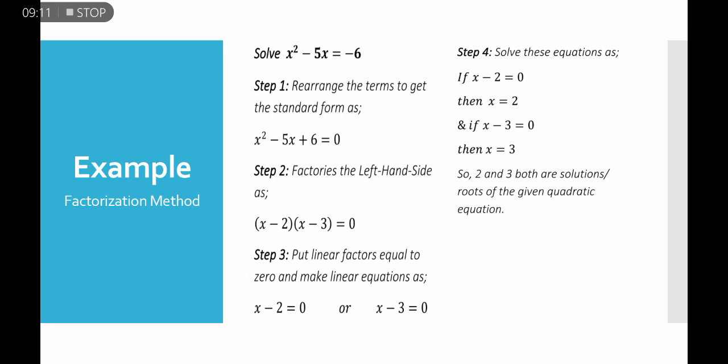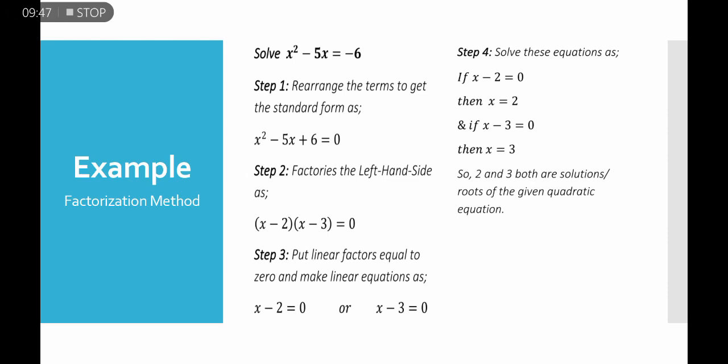Example, factorization method. Solve x square minus 5 is equal to minus 6. Step 1. Rearrange the terms to get the standard form as x square minus 5x plus 6 is equal to 0. Step 2. Factorize the left hand side as x minus 2 into x minus 3 is equal to 0.